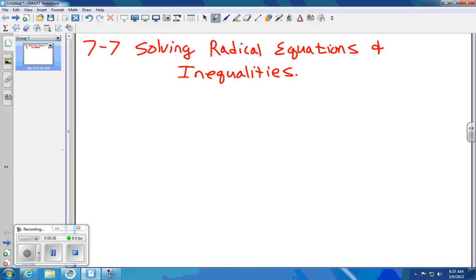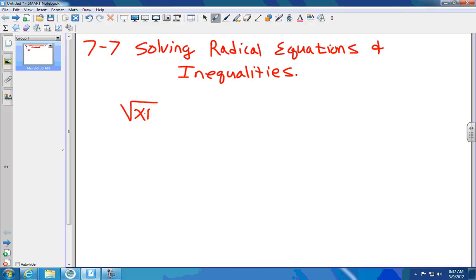Hey, again, you should be on page 422 when you're solving radical equations. Most of you will not find this to be that difficult or that different from solving regular equations, but we're going to have radicals in them. Square root of x plus 1 plus 2 equals 4.